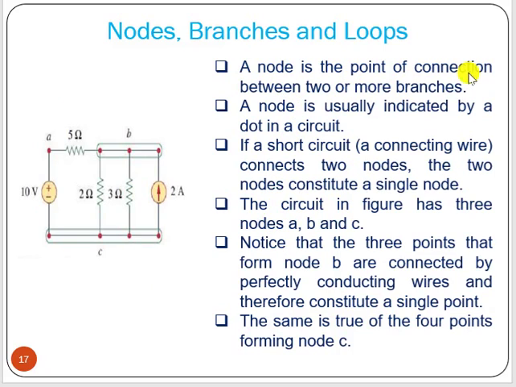A node is the point where two or more branches are connected. That means this is the active element, passive element, two branches are connected at this point. So this point A is a node.